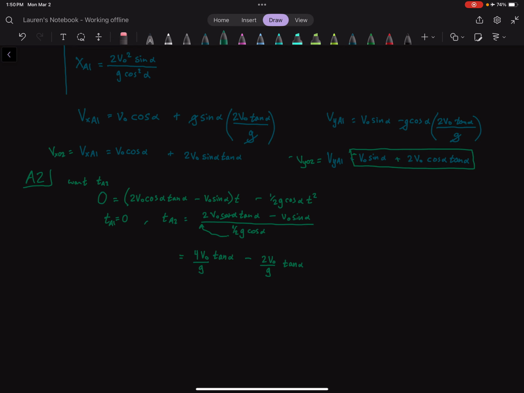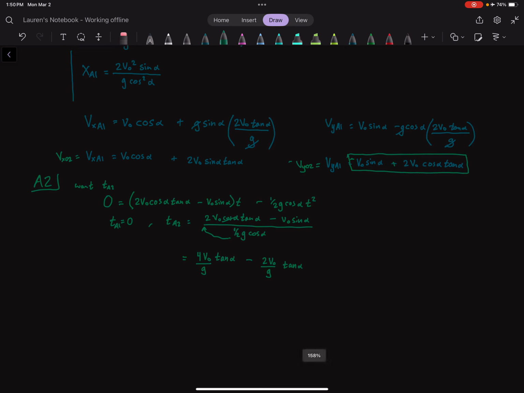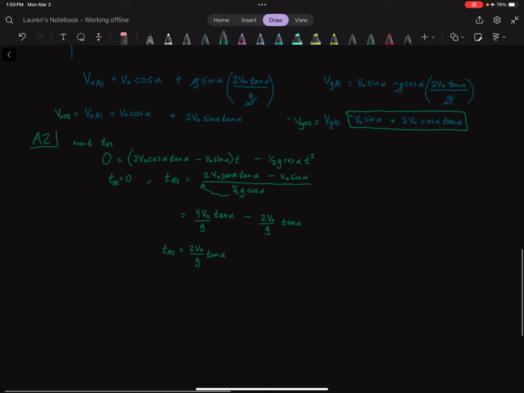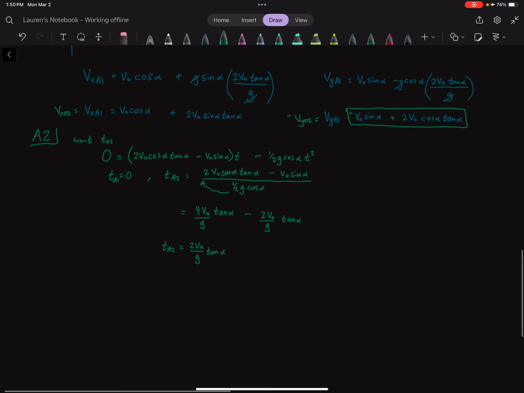So then what is 4 of something minus 2 of something? It's 2 of something, right? So the time at A2 is equal to 2 v naught over g times tangent of alpha. Look at how beautifully this cleaned up, right? Do you notice anything about this? Do you recognize anything here?